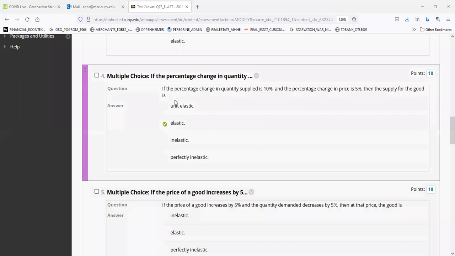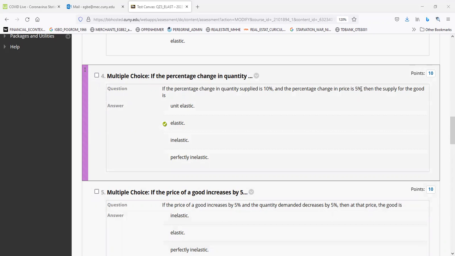Okay, so let's go back and look at the question. If percentage change in quantity supplied is 10% and percentage change in price is 5%, what do we have? 10 is percentage change in quantity supplied. Am I correct? Yeah. So we divide 10% by 5%. What do you get? You get 2%.